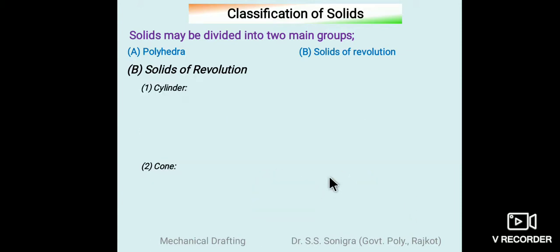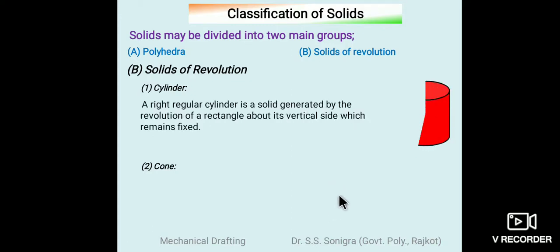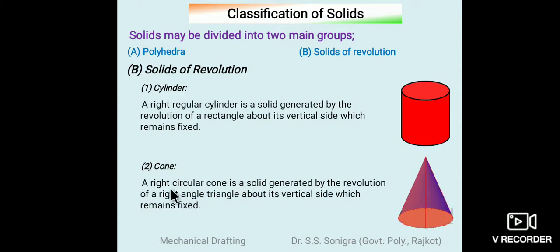So the cylinder, what is the definition of a cylinder? A right circular cylinder is a solid generated by revolution of a rectangle about its vertical side, which remains fixed. If we rotate a rectangle about one of its sides, then it creates a cylinder. Similarly, a right circular cone is a solid generated by the revolution of a right angle triangle about its vertical side, which remains fixed. If we rotate a right angle triangle about its vertical side, it forms the cone, and this vertical side is called the axis of this cone.